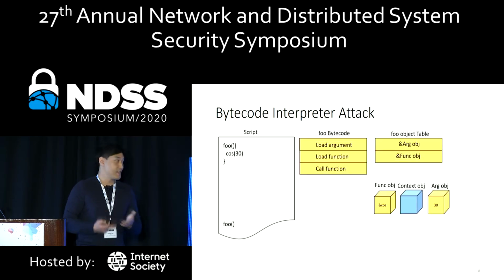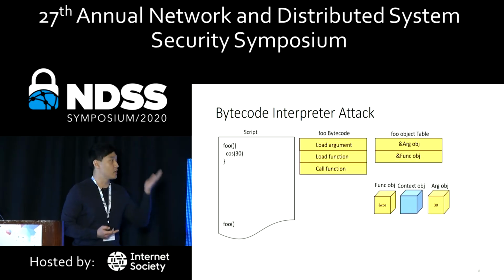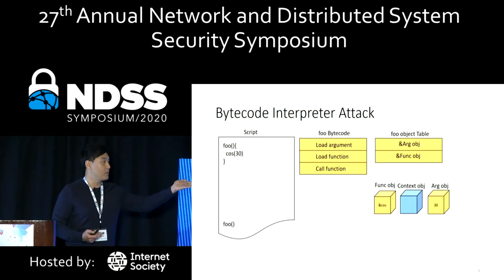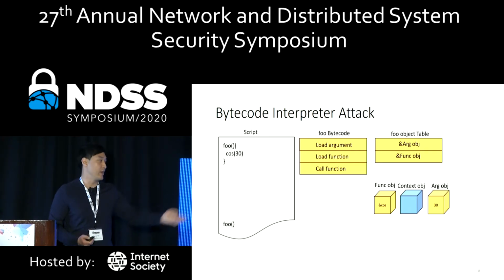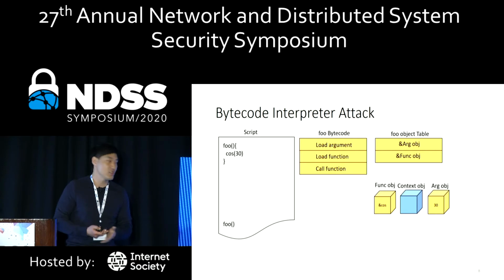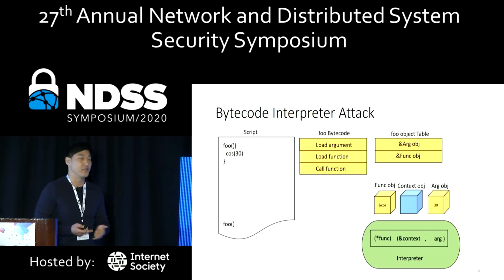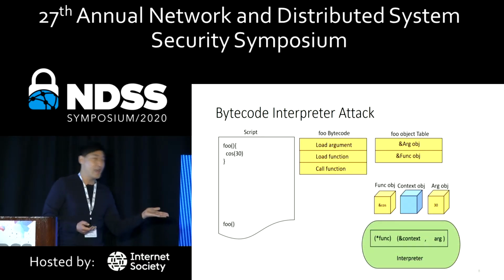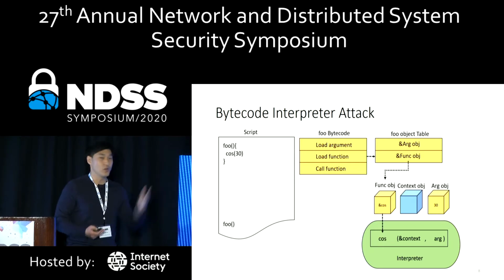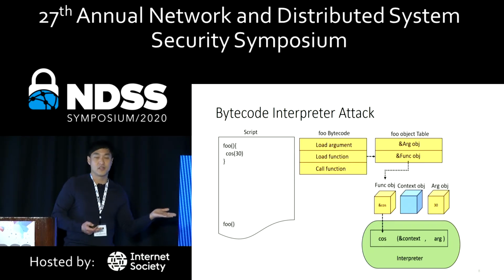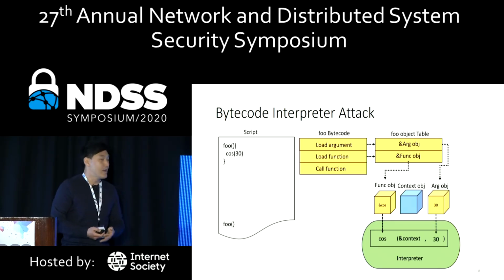When function foo is compiled, it will generate the corresponding bytecode, object table, and JavaScript objects. The calling of the cosine function is achieved through an indirect function call, where the function address is fetched from the function object, and the argument is fetched in the same way. Also, this indirect function call gets the address of the context object as the first argument.